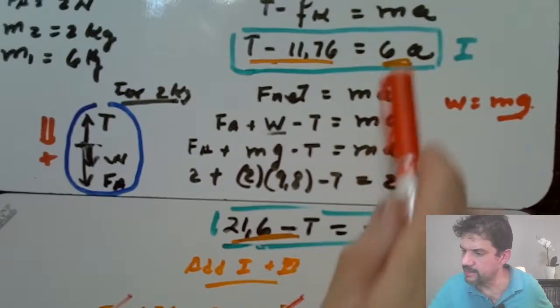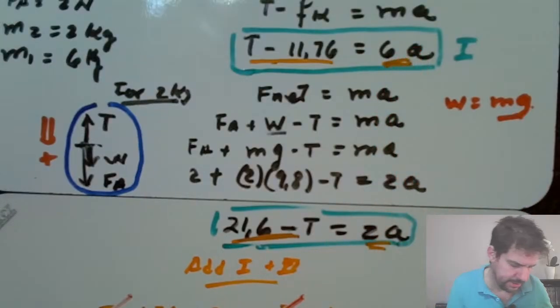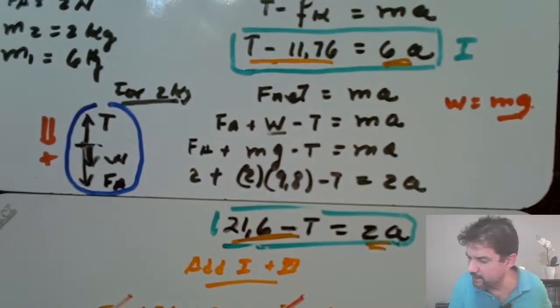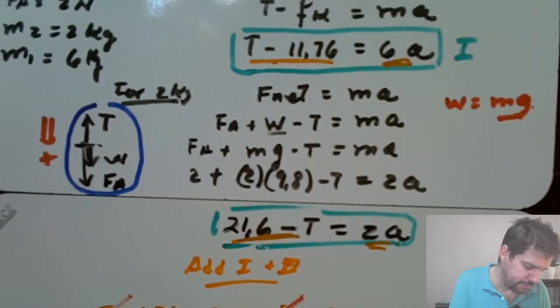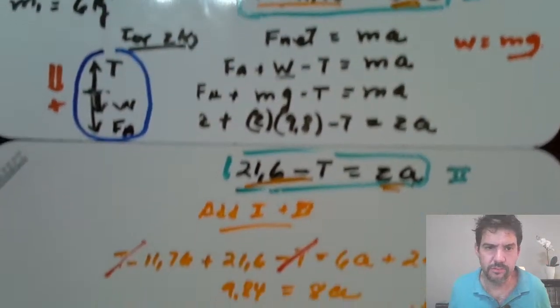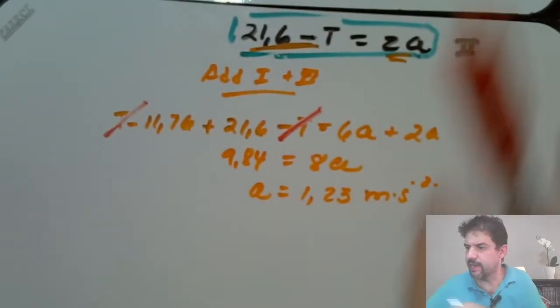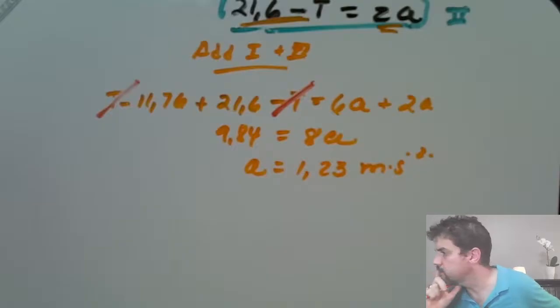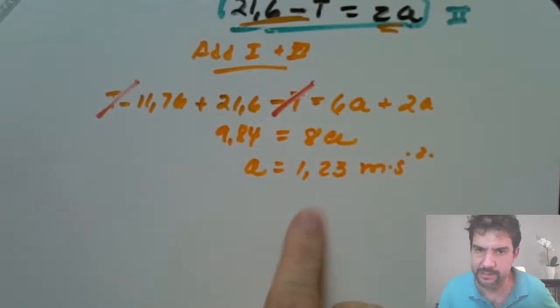All right? Then 6 plus 2a. I'm rechecking the calculation. That will give me 8. And then 9,84 divided by 8 gives me 1,23. So I got this answer after recalculating. I don't know, check your calculation there. Make sure I got that answer.